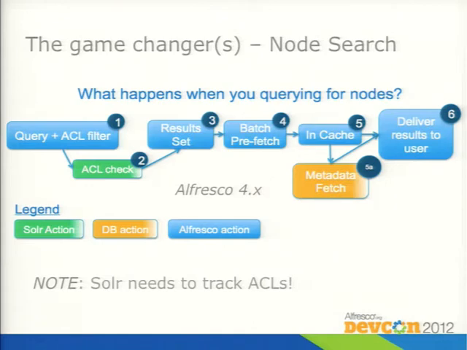Once again, we don't have this double loop, and also the load of checking permissions is actually moved from the Alfresco tier to the Solr tier. That's for you to understand really the basic concept that allows you to design the architecture.